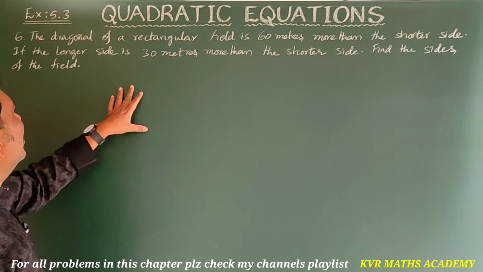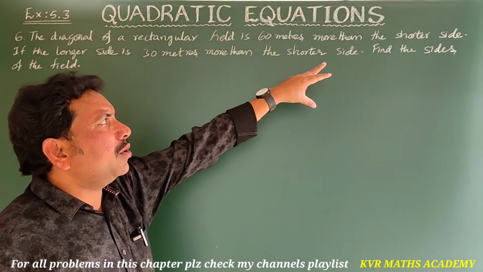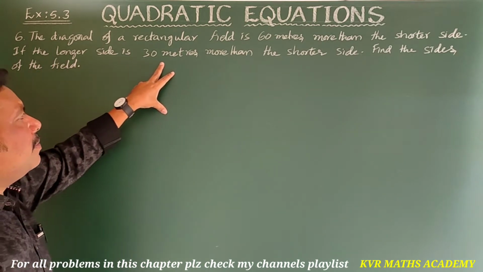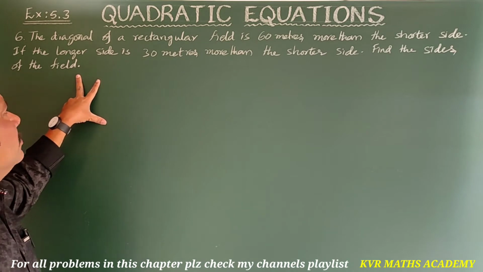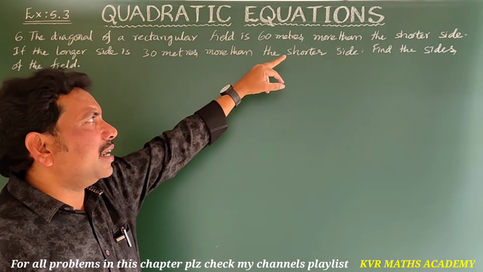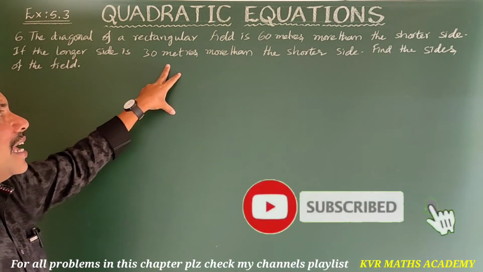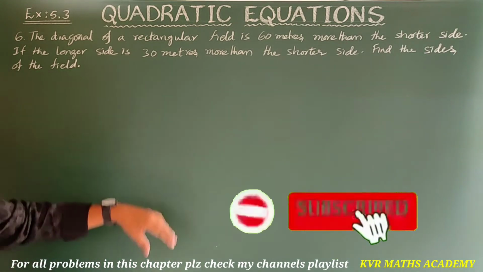Next question. The diagonal of a rectangular field is 60 meters more than the shorter side. If the longer side is 30 meters more than the shorter side, find the sides of the field. So come again. The diagonal of a rectangular field is 60 meters more than the shorter side. If the longer side is 30 meters more than the shorter side, find the sides of the field.